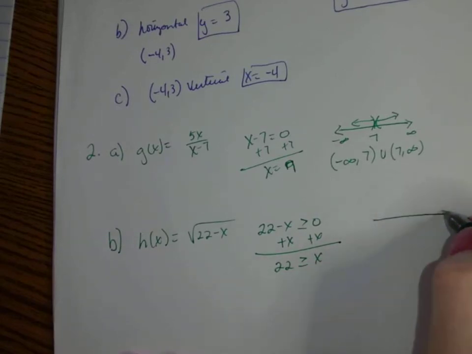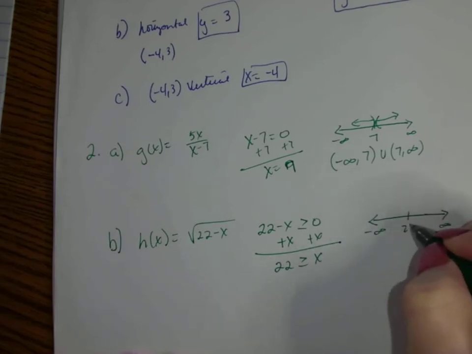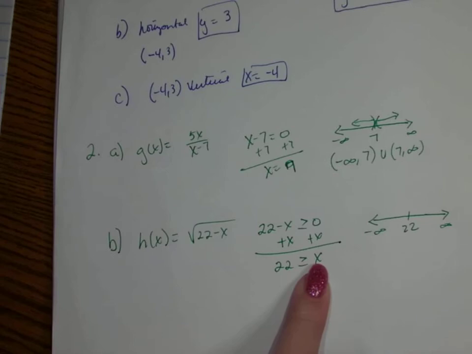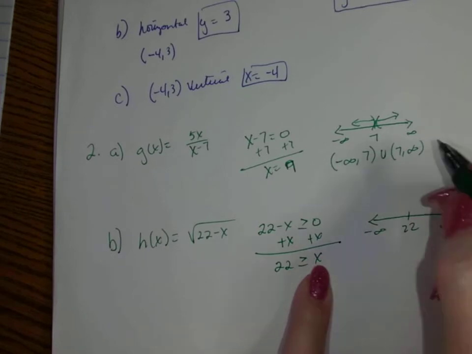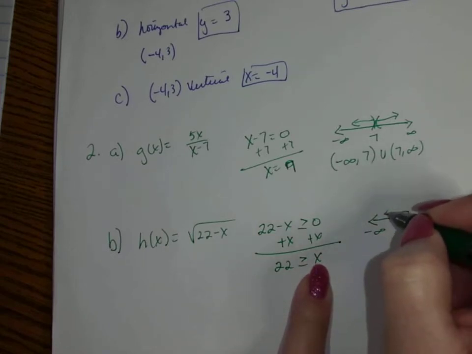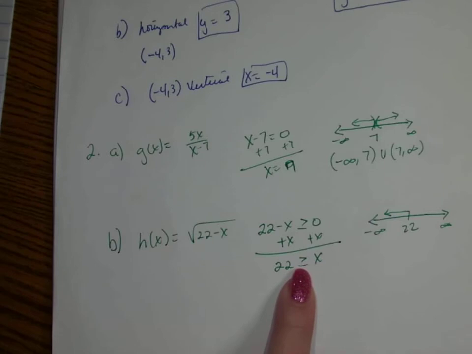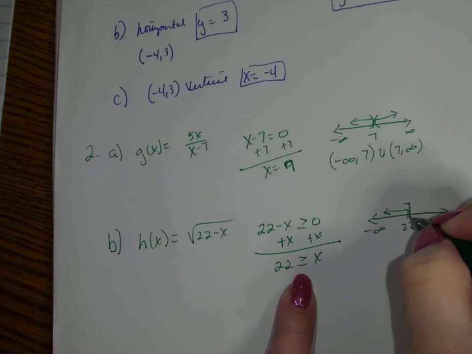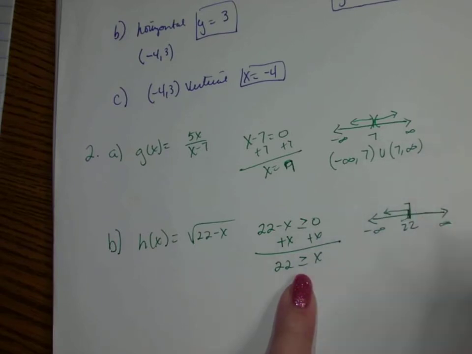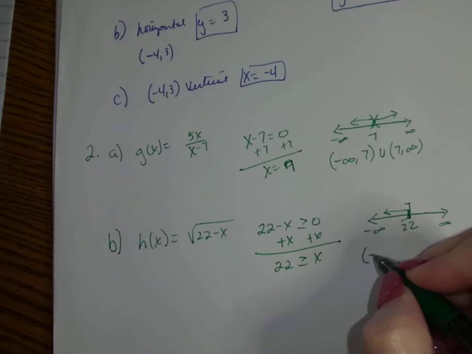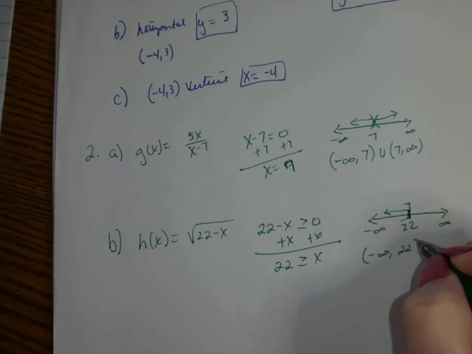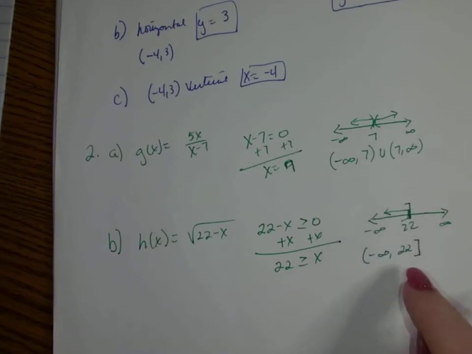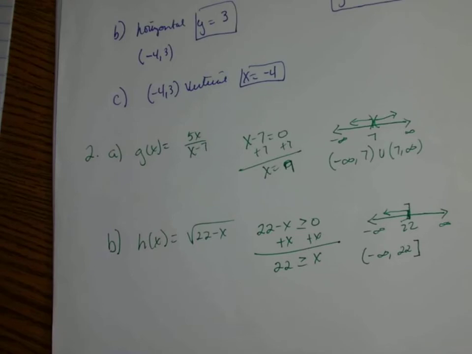So again, I'm going to draw a number line, negative infinity to infinity, and I have a 22. So x is less than or equal to the 22. So less than means we're going to go to the left. And because it has the equal to, I'm going to get a bracket. If it doesn't have a line, it's a parenthesis. But we do have the line. It means it can equal 22. So we get a bracket there. So we have negative infinity to 22 with a bracket. And that would be our interval notation.